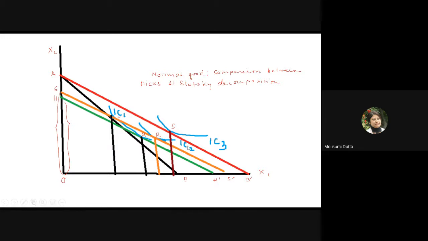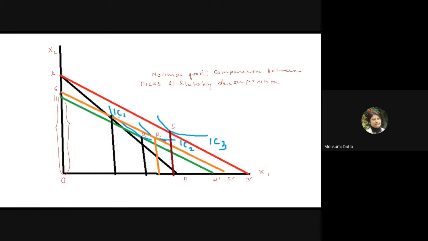Now, as the consumer faces this budget line, finally the consumer settles at point S, where IC3 is touching the budget line. So the movement from P to S is the total effect of relative price change.